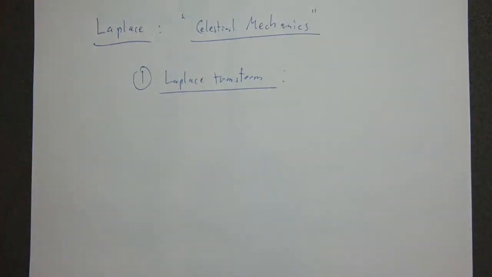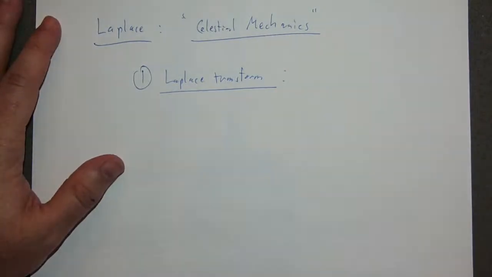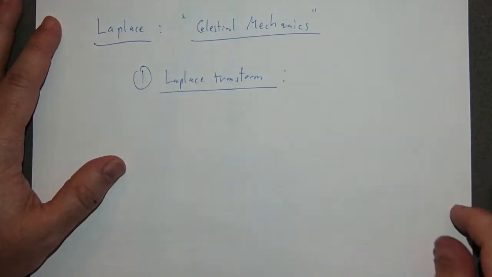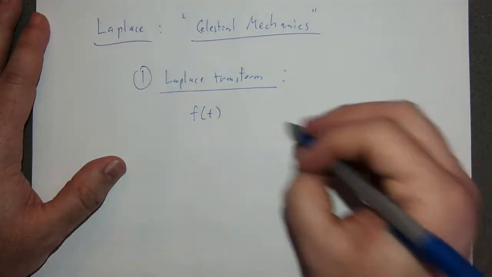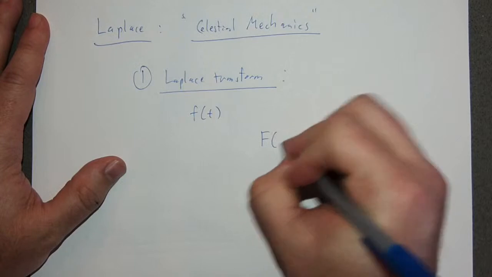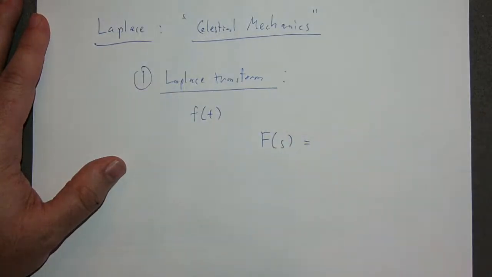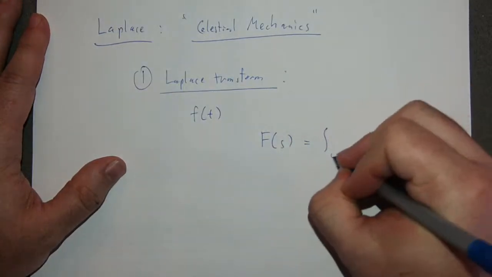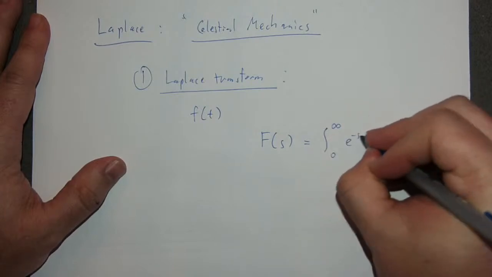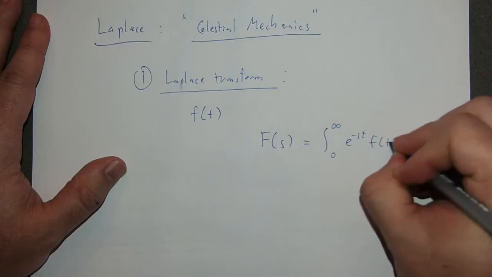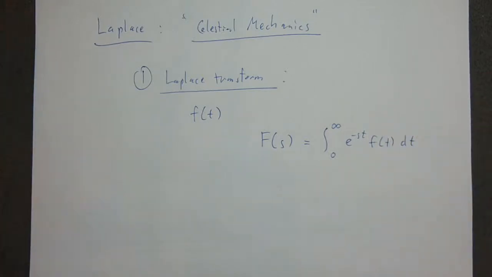So this, most commonly, the first place you come across this is when you first encounter ordinary differential equations. So what's the Laplace transform of a function? If I have a function f of t, the Laplace transform of little f of t is big F of s, which is the integral from 0 to infinity of e to the minus st times f of t dt.